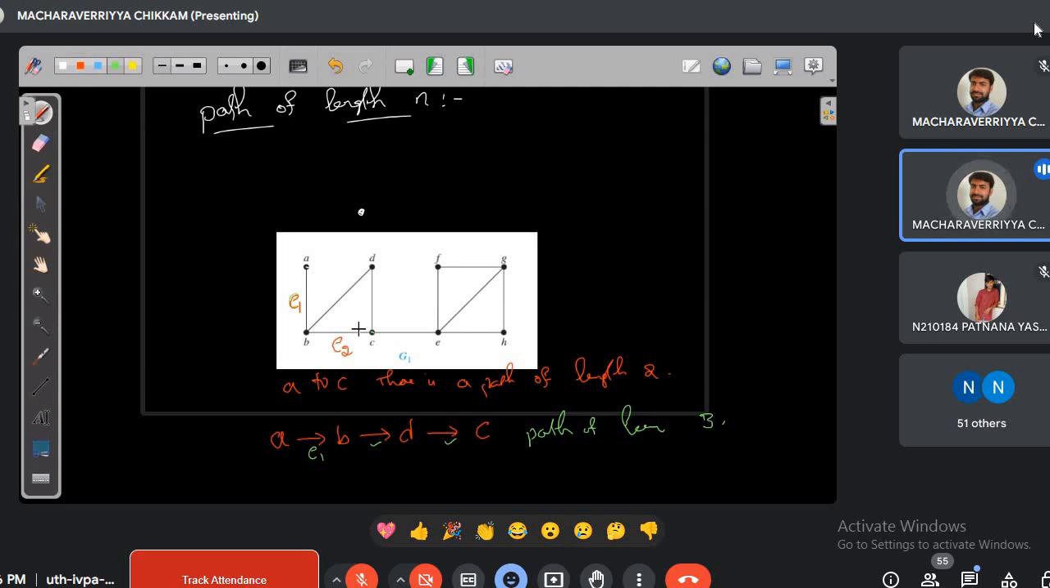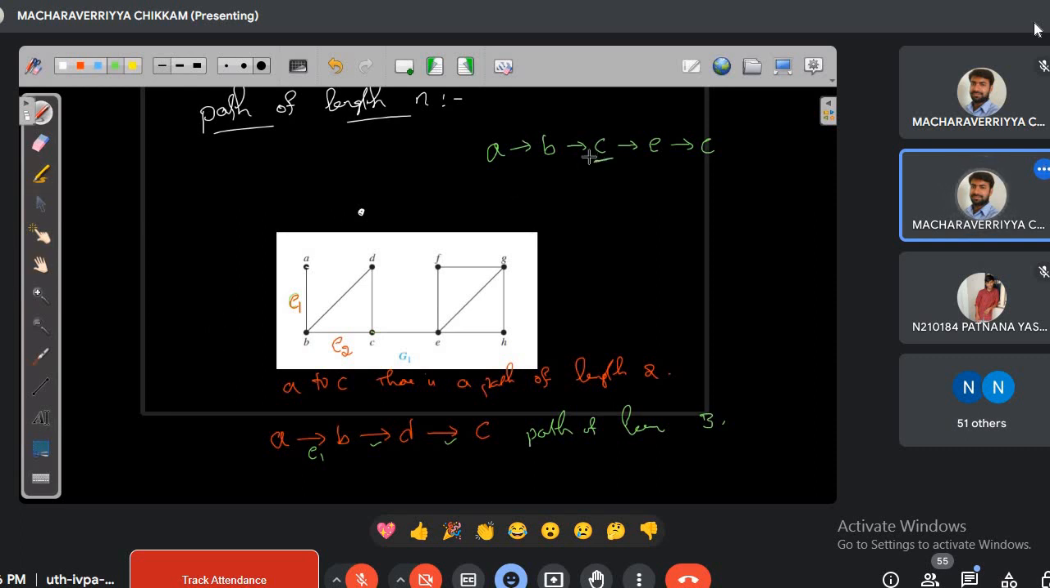Now not only these two paths, there are many paths from A to C. I can give you a path of length 4 also. Can we have a path of length 4 from A to C? This is what I'll do. First I'll go from A to B, then from B to C, then from C to E, and then come back from E to C. Now this is a path of length 4 from A to C.